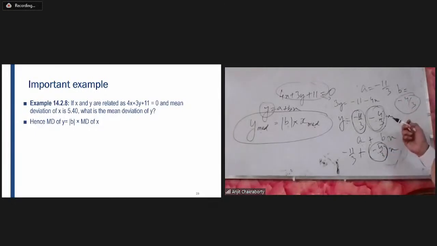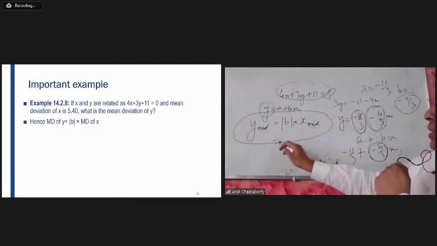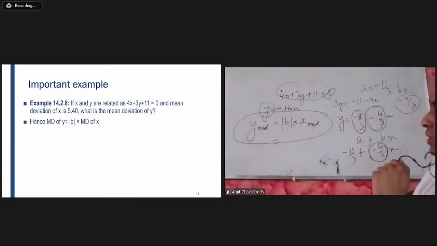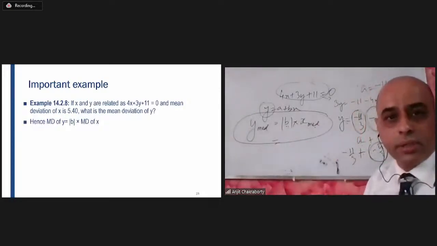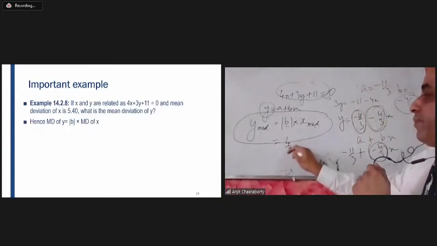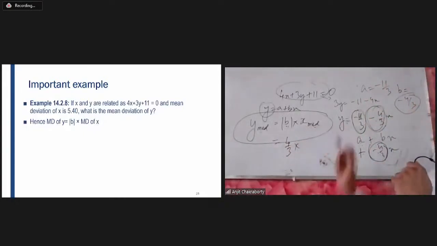So now we have got the answer. Here we have to find y mean deviation. B we have already got. B is minus 4 by 3, but we have to take the modulus, so we ignore the sign. We will take 4 by 3 multiplied by x mean deviation.